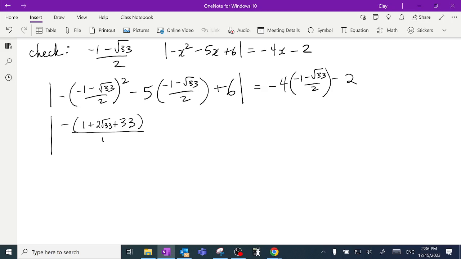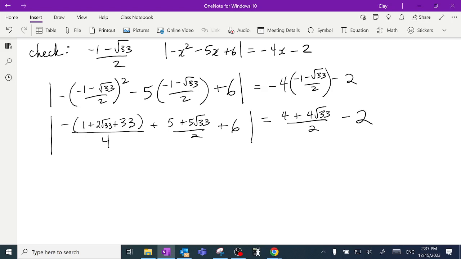All divided by 2 squared is 4. Minus. Actually, instead of minus, I'm going to distribute negative 5 through this bracket. So plus 5, plus 5 root 33 over 2, plus 6 is equal to, and this would be positive 4 plus 4 root 33 over 2 minus 2. Okay. Remember, my goal is to prove that the two sides are either the same or different.